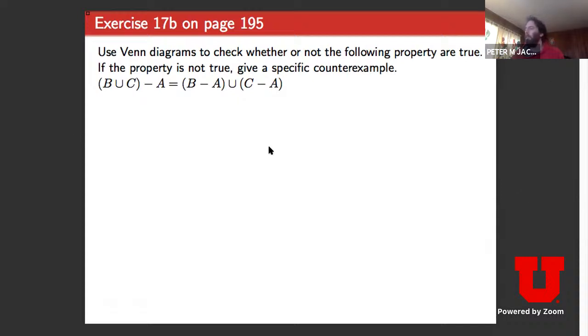Here's the first problem. Use Venn diagrams to check whether or not the following property is true. If the property is not true, give a counterexample. So take a little bit of time to think about that, and we will then do it together.